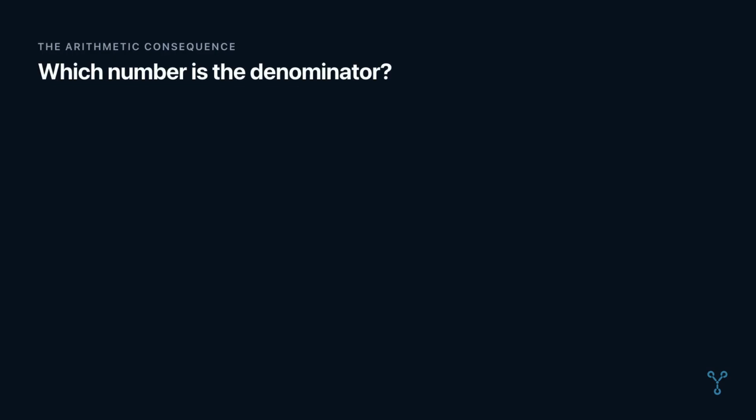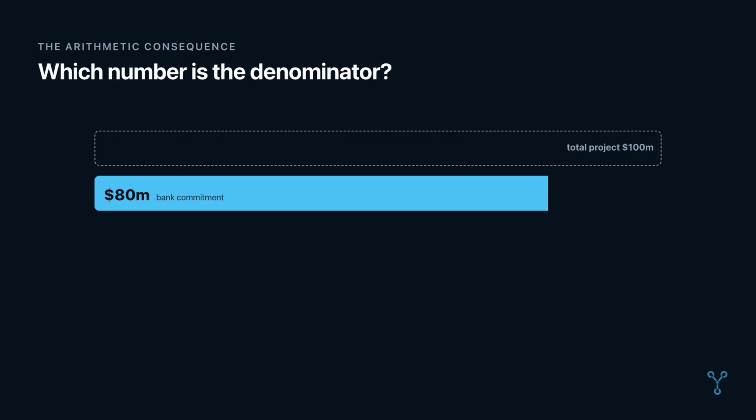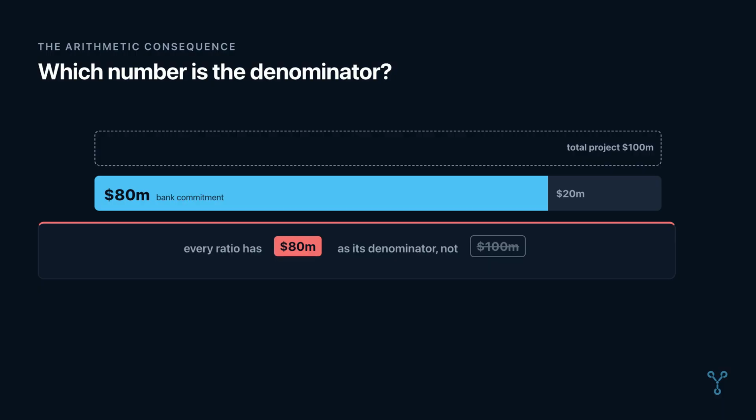Then the arithmetic consequence follows. Suppose a project costs $100 million. The bank commits $80 million. The government provides $20 million. The assignment is to calculate climate finance within the bank's commitment. Every ratio you report has $80 million as its denominator, not 100.